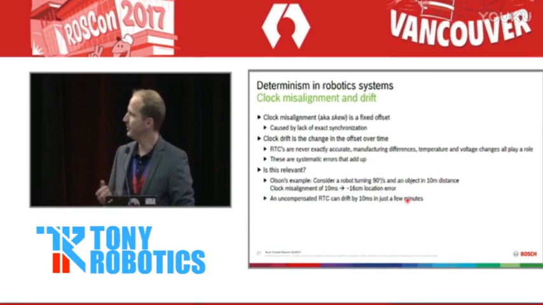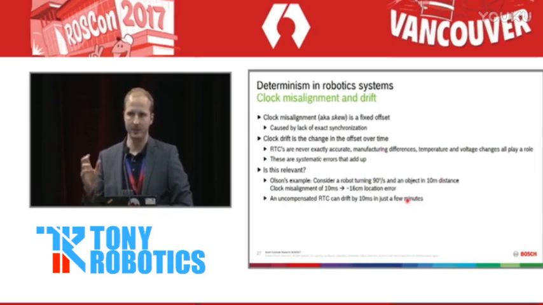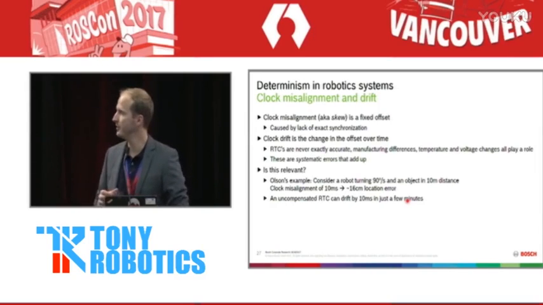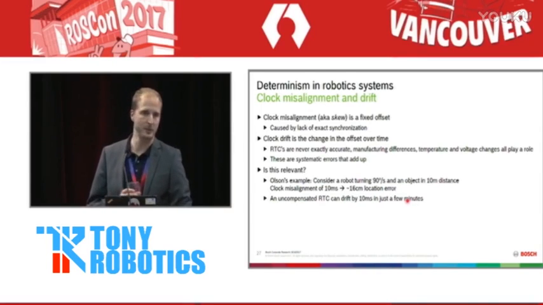And we see the example here by Olsen. If you are turning 90 degrees per second, which is actually not that fast, and you have an object at 10 meters distance, a clock misalignment of 10 milliseconds gives you 16 centimeters of location error. And 10 milliseconds on an uncompensated real-time clock can happen in just a few minutes, really. I mean, I'm not kidding.